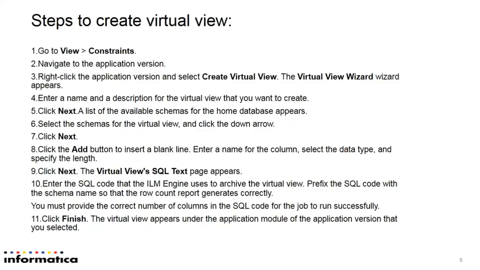Once you have selected the schema, click Next. Click on the Add button to add the columns. You will see the virtual view SQL text. Enter the SQL query. Once you have entered the SQL query, click on Finish. So the virtual view will be created. So this is all about virtual view.